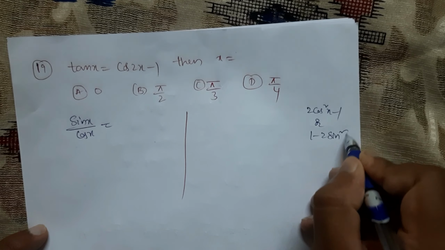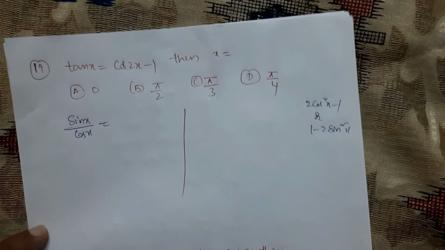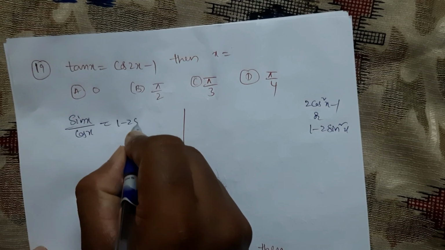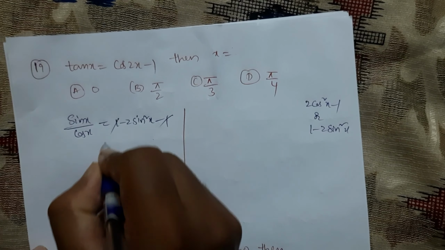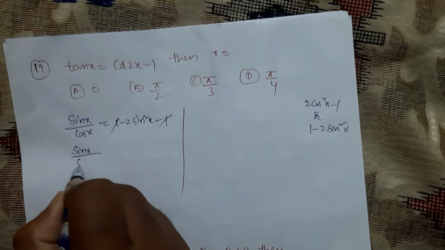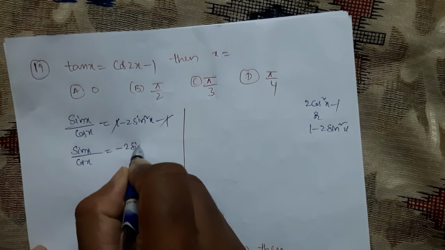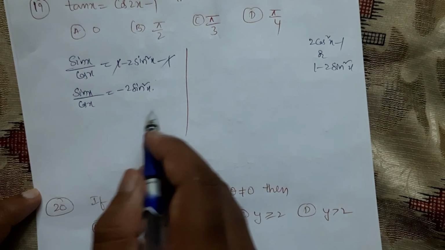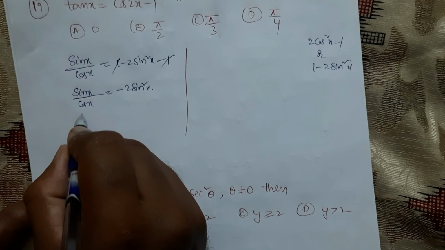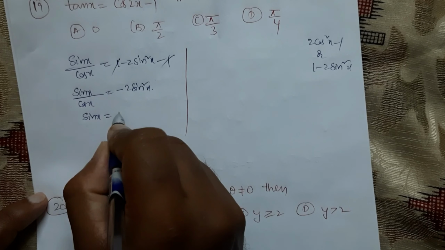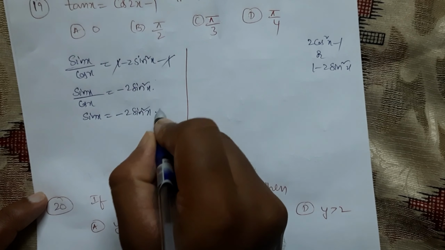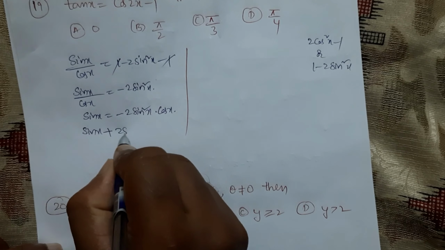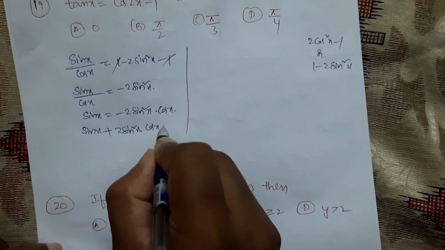See, we know the cos 2x formulas, like 2 cos square x minus 1 or 1 minus 2 sin square x, but we need to use the formula according to the given data. Here we have minus 1, so I will consider plus 1, so we can cancel those two. So 1 minus 2 sin square x minus 1, the minus 1 plus 1 cancel, so sin x by cos x is equal to minus 2 sin square x. Now cos x you multiply here, it becomes sin x is equal to minus 2 sin square x into cos x. Now bring that to the left hand side, it becomes sin x plus 2 sin square x into cos x, which is equal to 0.